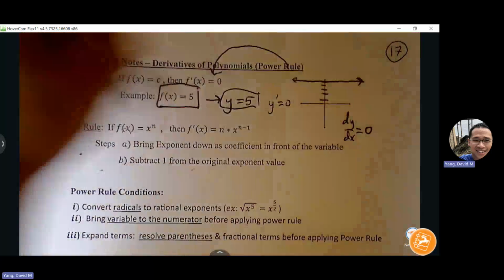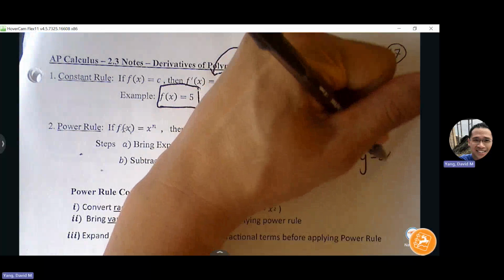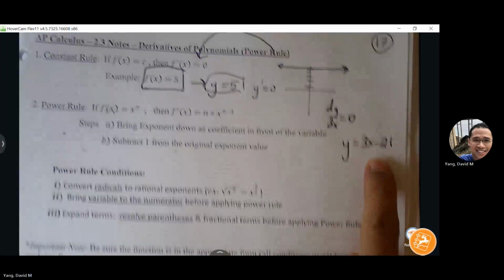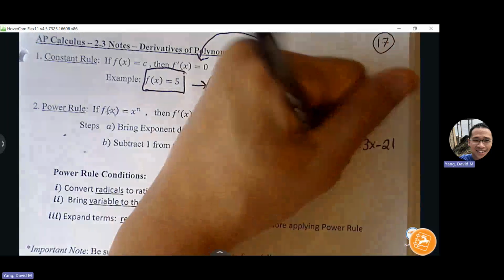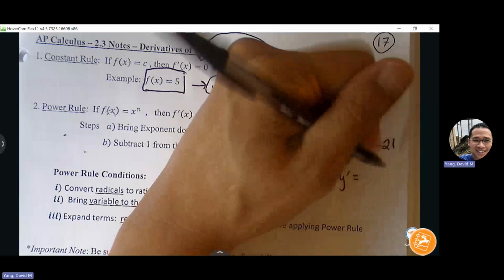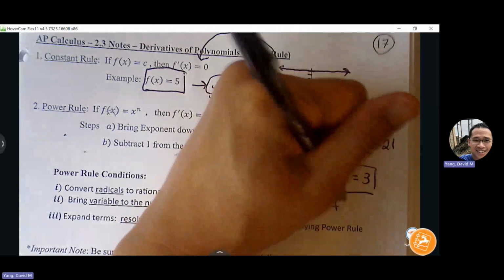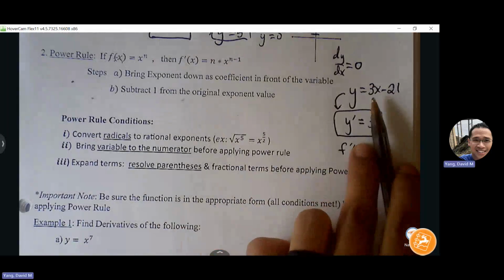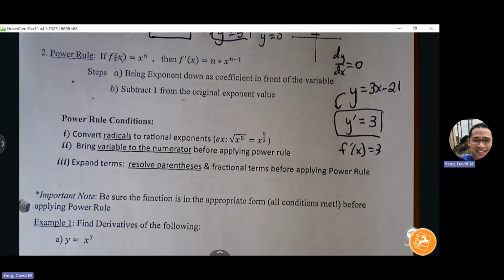Let me give you another example before I go into the power rule here. What if I have an equation y equals 3x minus 21? What is the slope of this line? Because that's the m, right? So therefore, I can say y prime of x is simply equal to 3. Or f prime is equal to 3, right? So the slope of my line is 3, so my derivative is 3. Slope, derivative.